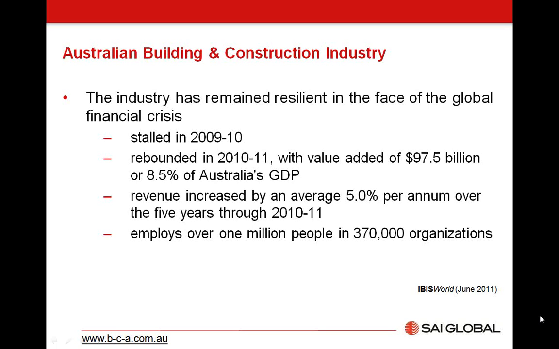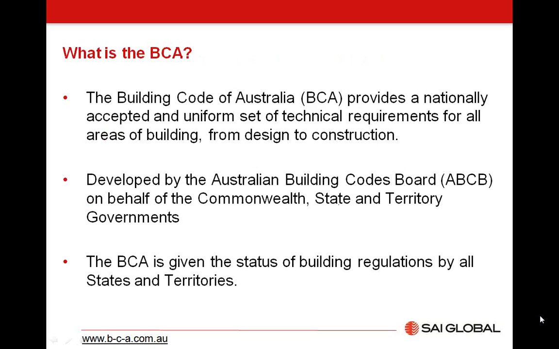Firstly, a little bit about the building and construction industry in Australia. Without doubt, there was definitely a stalling of activity in 2009 and 10. However, it has proven to be quite a resilient industry, rebounding in 2010-11 to now be worth approximately 8.5% of Australia's GDP. Over the last 5 years, revenue has increased at a rate of about 5% per annum in that period. And you can see that it employs a large number of Australians in a large number of organisations.